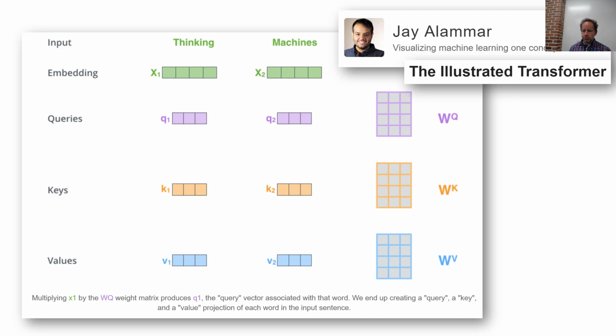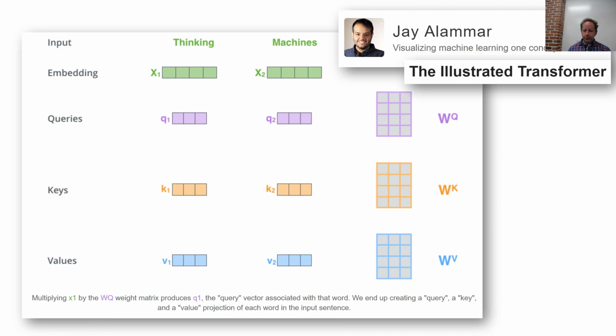Okay. So the something is a query, a key, and a value, and they're going to be calculated, as per usual, by learning weight matrices.